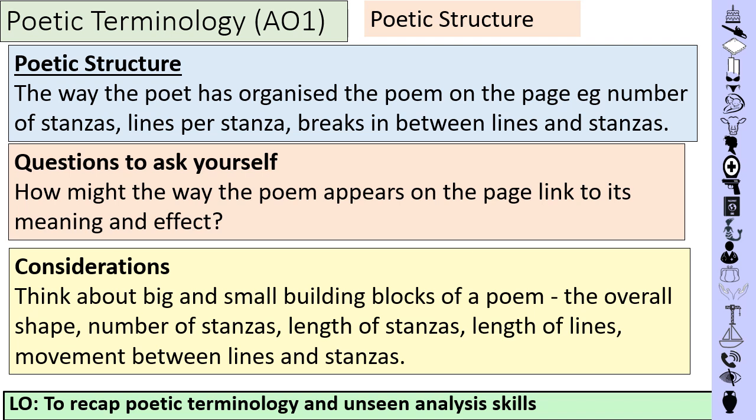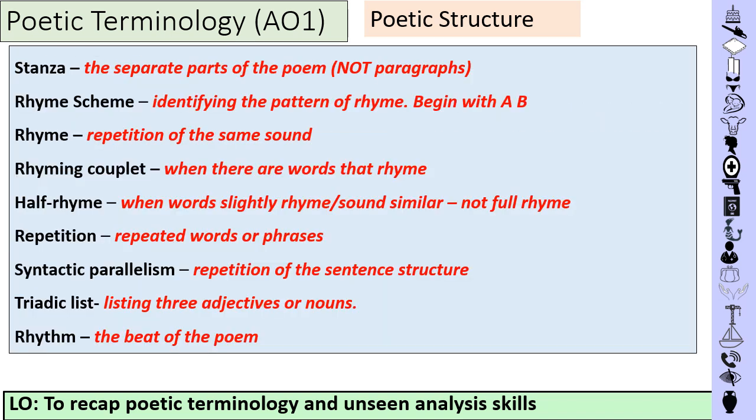So questions to ask yourself when you consider structure is, how might the way the poem appears on the page link to its meaning and effect? And you have to be able to link to that purpose and the intention of the writer. So I've given some terminology here. I'll just go through this again. I have no doubt you know most of this, but as I say, I want to be safer rather than sorry.